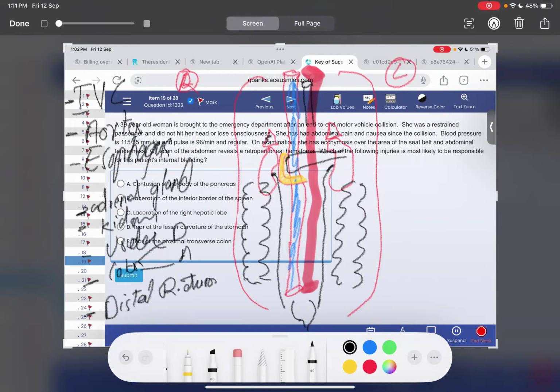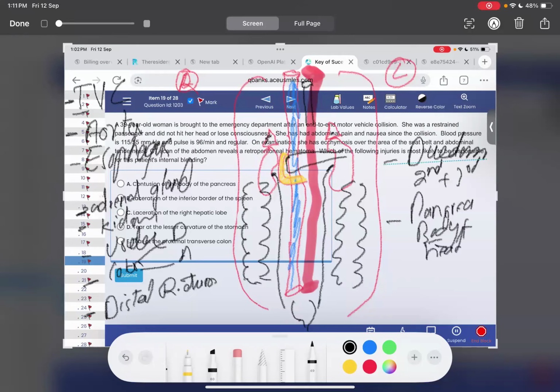Anything left? The duodenum, second plus third part, and pancreas, head and body, not the tail. Have you got the point?